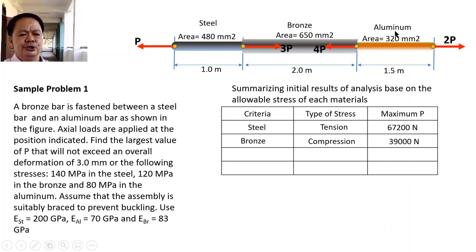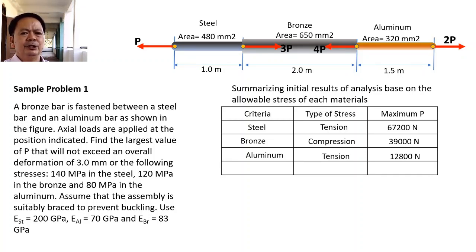And if we are to consider the strength of the aluminum, which is subjected to tension, the maximum value P that can be applied is 12,800. Now, if we consider the strength of the three materials, we can already make a decision that it's the aluminum that will control because it has the lowest value of the maximum P.